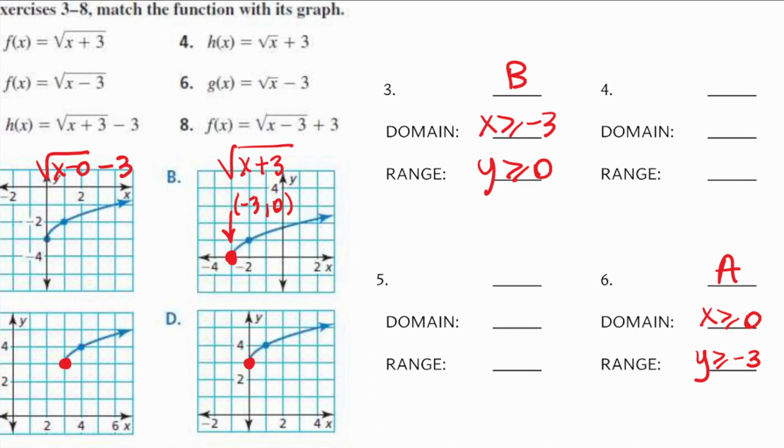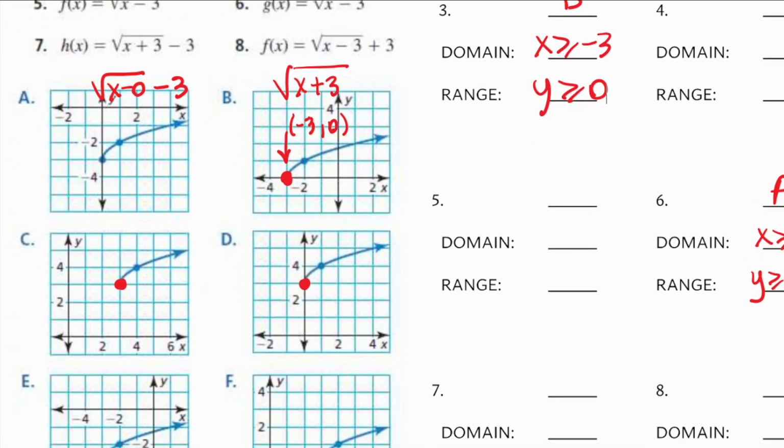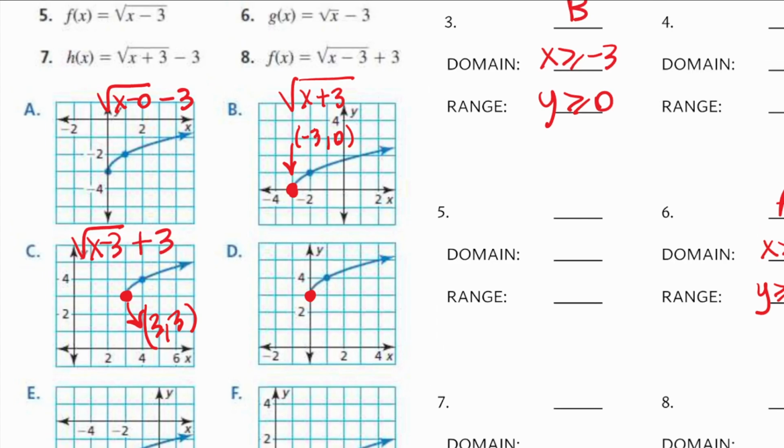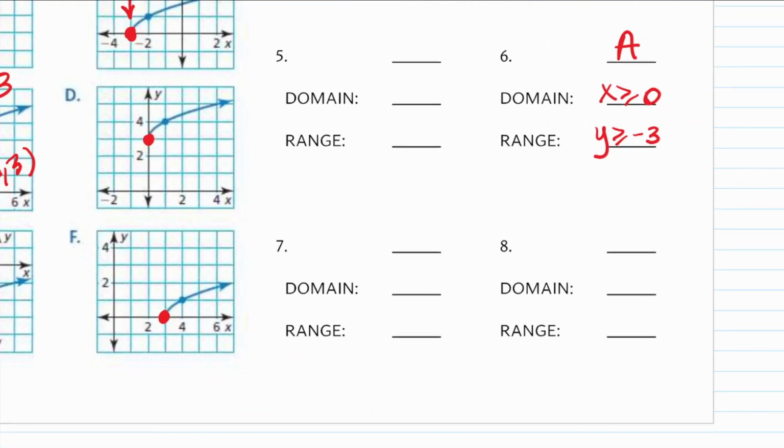And I think domain and range on this one, if you're given a graph, it's just easiest to look at the x's and y's that we're given, right? Domain is x's, range is y's. So C, that's at the point 3 and 3. So I'm looking for the square root of x minus 3 plus 3. And that will be number 8 is C.